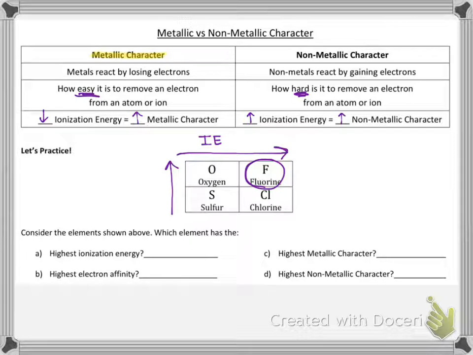But that also means it has the highest electron affinity, which makes sense, right? Fluorine loves to steal an electron and become fluoride, and much less dangerous. So the highest non-metallic character would definitely also be fluorine, because it has the highest ionization energy. But that means the thing furthest away from fluorine, in this case sulfur, would have the highest metallic character. Because out of the 4, it is the one that would be the easiest to remove one or more electrons from.